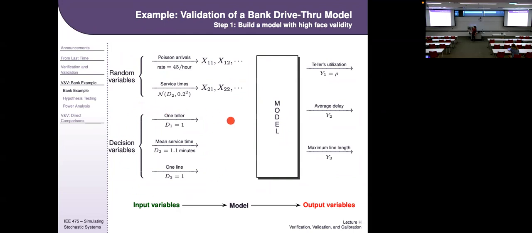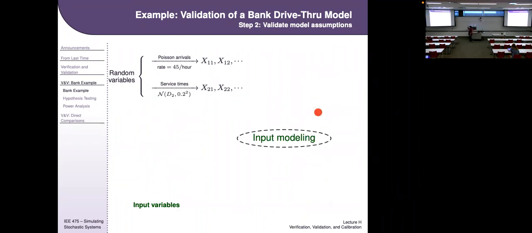I've got decision variables, which are the things that I actually can control as an operations researcher. How many tellers are in the bank? What's the average service time? How many lines are there? Those are things I might measure to know what the current state is, but they're also the things that I'm going to tweak inside my sim to try to make for a better bank. And then I've got outputs: how utilized the tellers are, what's the average delay for each customer, what's the longest line of the queue?